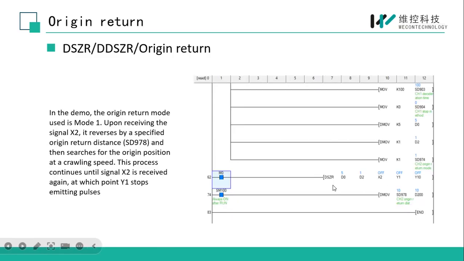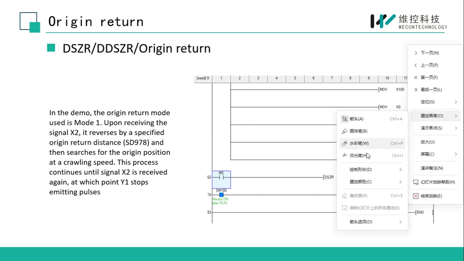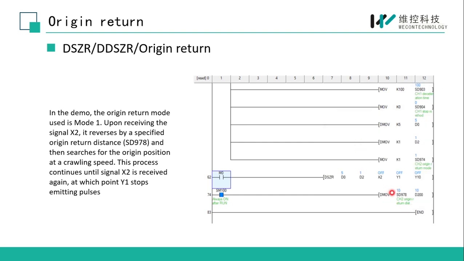Okay, you can also see this program in the picture. When X2, the signal, is on, the frequency is just changed to 1. And when it gets on for the second time, the instruction is stopped.